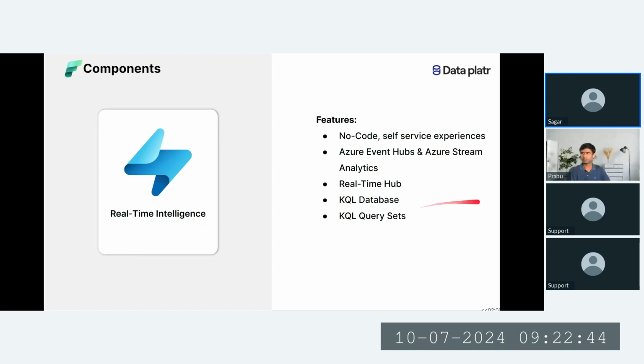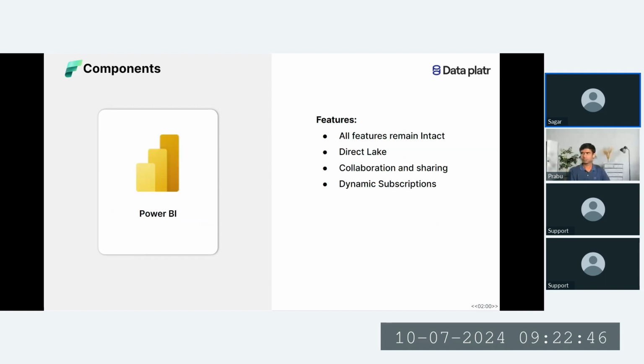Okay, so the next component that we're talking about is Power BI. I'm sure most of you are already familiar with Power BI. So here, this is an internal component that comes with the Fabric, and all the rich features remain intact. Okay, so you have all the rich features, but it now comes with an additional improvised method of accessing the data from OneLake, which is called Direct Lake. We will delve into this concept of Direct Lake in the further slides.